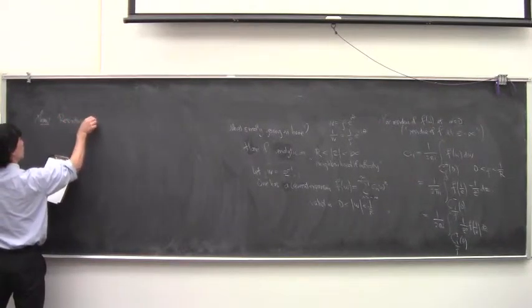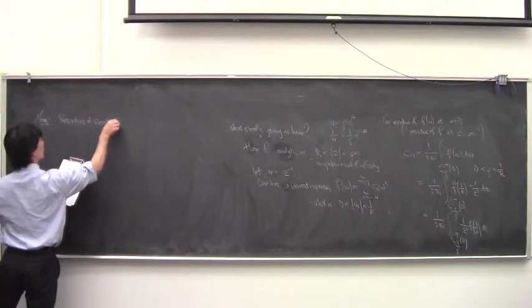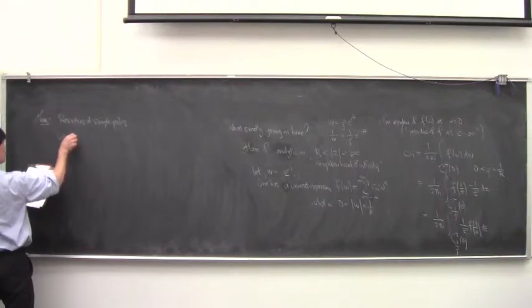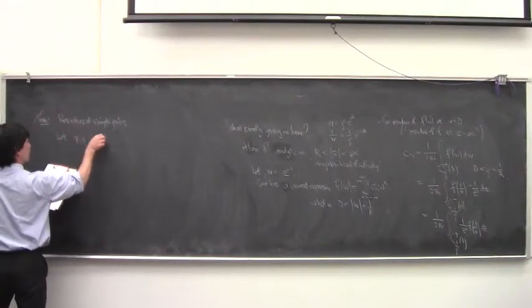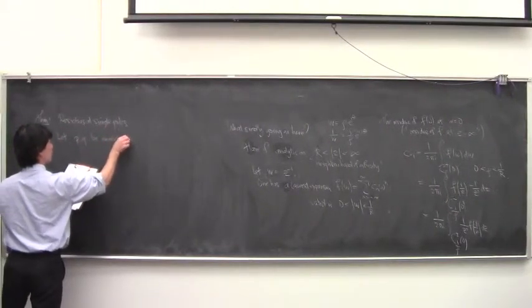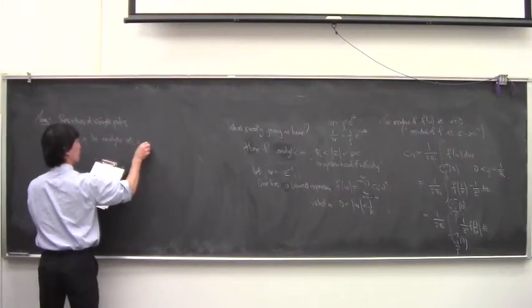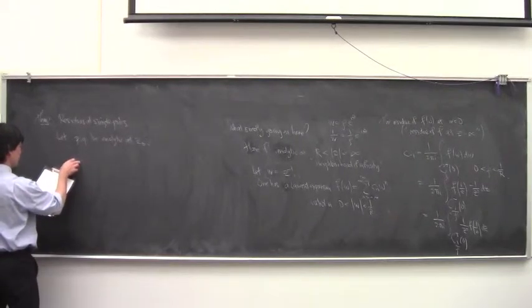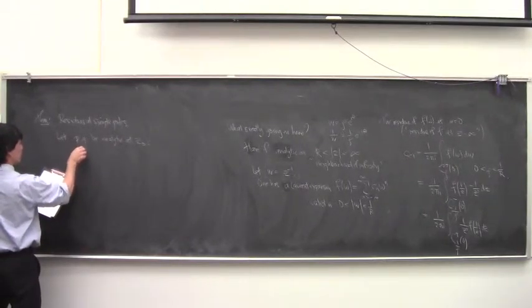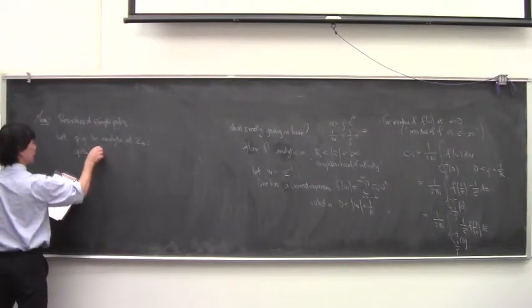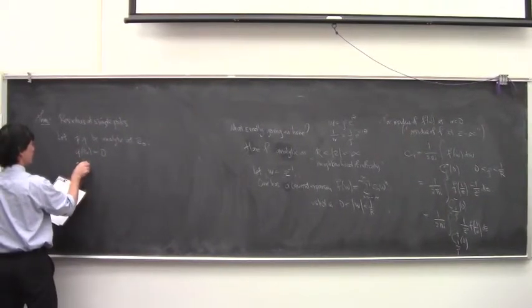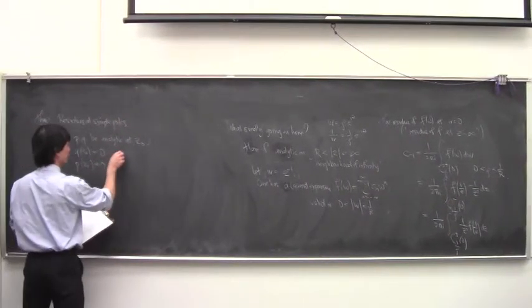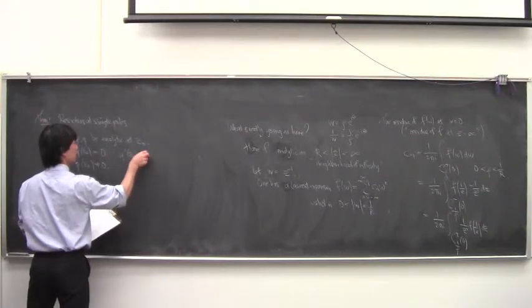Calculating residues at simple poles. Suppose you have two functions, p and q, and they are analytic at some point, and you know that q is equal to 0 there, and you know that p is not equal to 0 there, and p prime is not equal to 0.